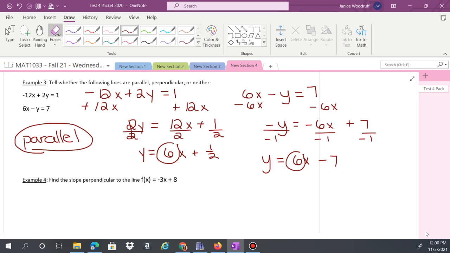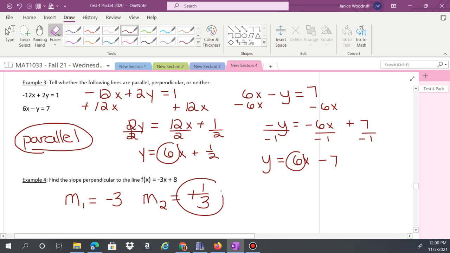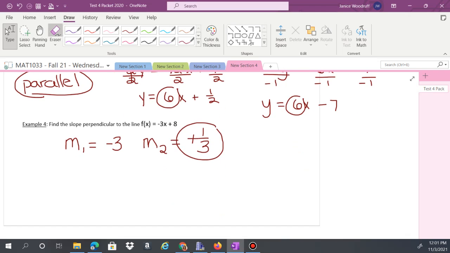Then in example 2, you're just given one line and asked to find the slope of a perpendicular line. So find the slope of this first line, which is negative 3. Then the perpendicular slope is the opposite sign, so it would be positive, and then we would flip it, which would be 1/3. So the slope of a line perpendicular is positive 1/3. And that's all we have for this section.